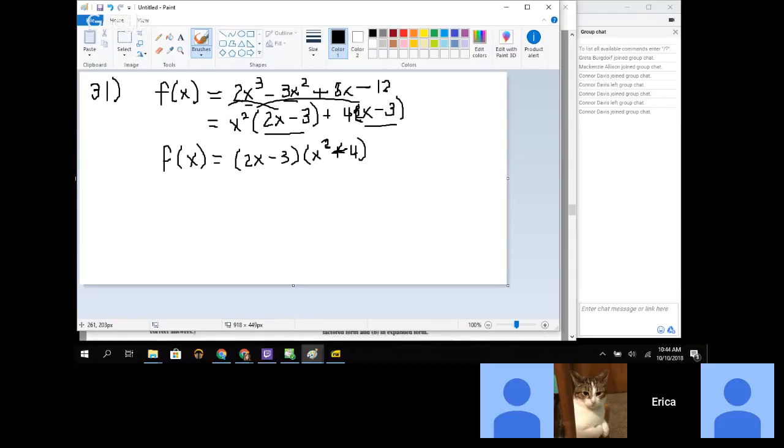So now I'm going to give you guys 2 minutes. Find all the zeros of the function and then write it as a product of the linear factors. So find all the zeros of the function and let me know when you think you've found the zeros of the function.